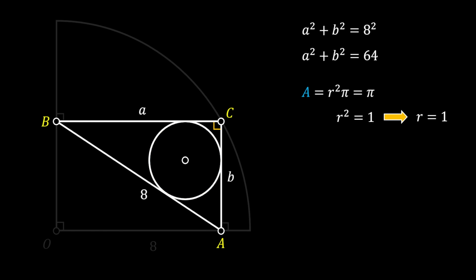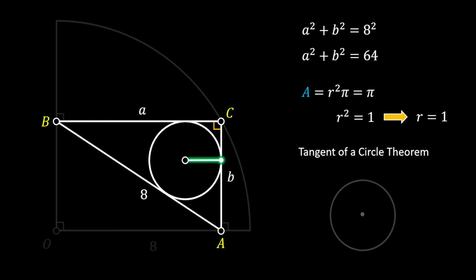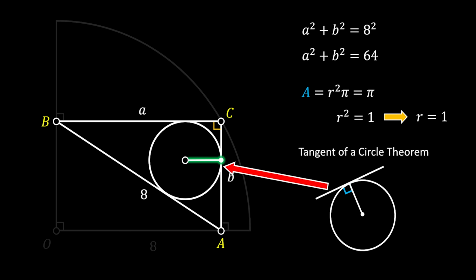Now let's go ahead and pull the horizontal radius of our circle. We will now use the tangent of a circle theorem, which states that if we have a circle and the tangent line to this circle, this tangent line will always be perpendicular to the radius which goes to the point of tangency. So we will use this in our favor here, since the line AC is a tangent to our circle and our horizontal radius goes to the point of tangency. So those two lines must be perpendicular.